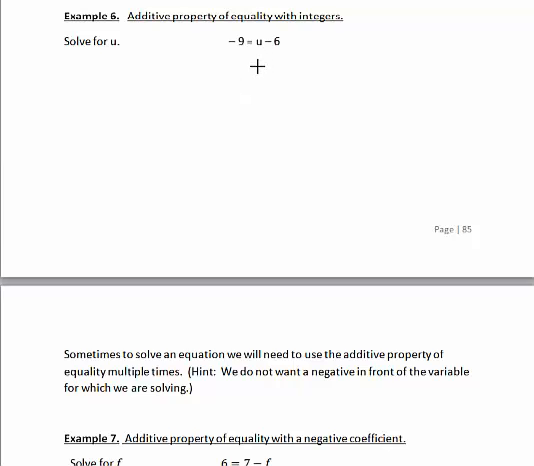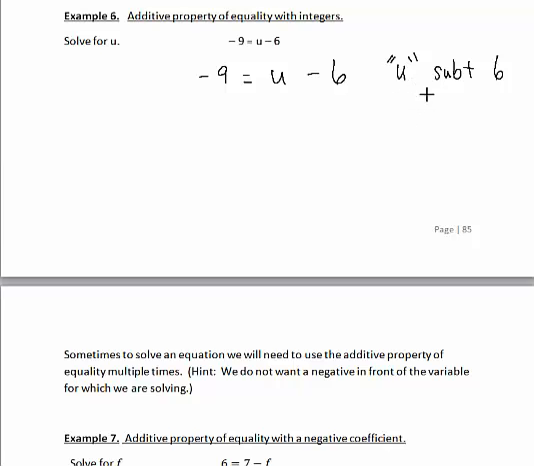Example 6, additive property of inequality with integers. I'm simply going to write this a little bit bigger. And so the way I interpret these problems is I look at the sign as indication of the operation. And so if I read out what is happening to the u variable, then I would say in words, u subtract 6.